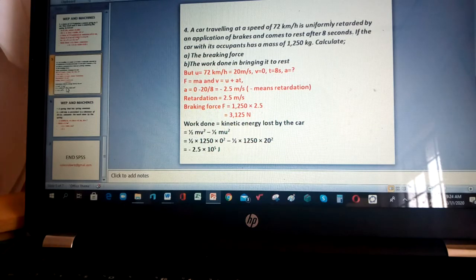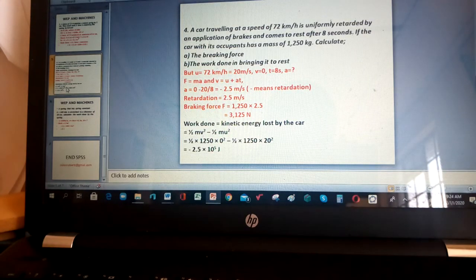Final velocity, because this car is going to stop, so V is equal to 0. And what time did it take? 8 seconds. From that sorting, we go into knowledge. The knowledge required here is braking force. Braking force is equal to mass times acceleration. I have to know the acceleration because the mass is already given. Therefore, it calls for the formula V = U + at. That formula will give me an acceleration of negative 2.5 meters per second squared.